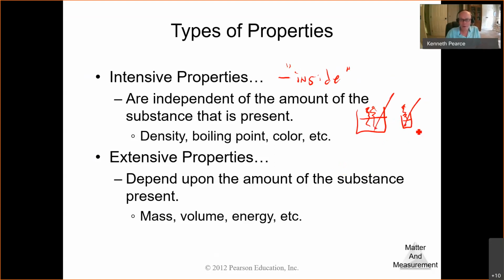Color, does it matter if you have a bunch of it or a little bit of it? If I have like a pound of gold or I have an ounce of gold, it's still going to be golden yellow. But extensive, though, depends on how much you have.